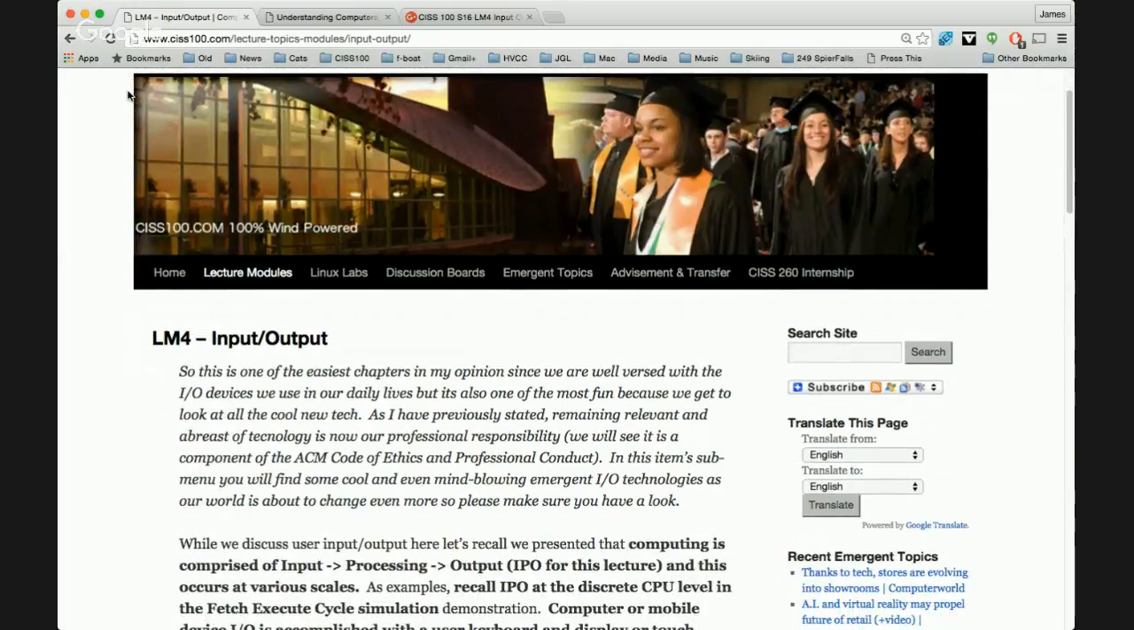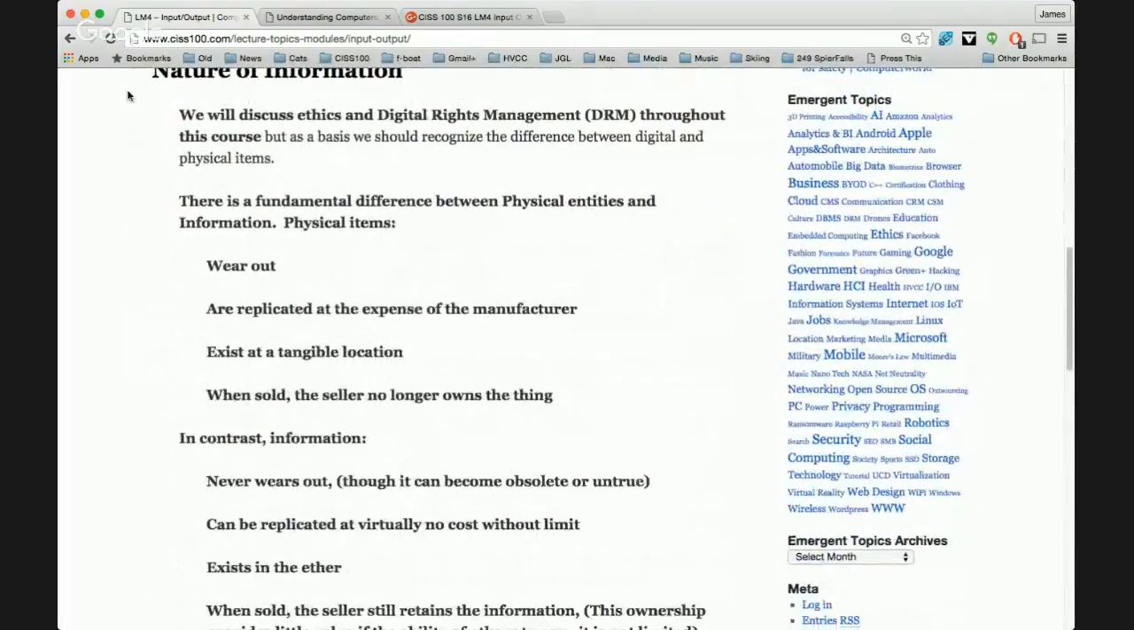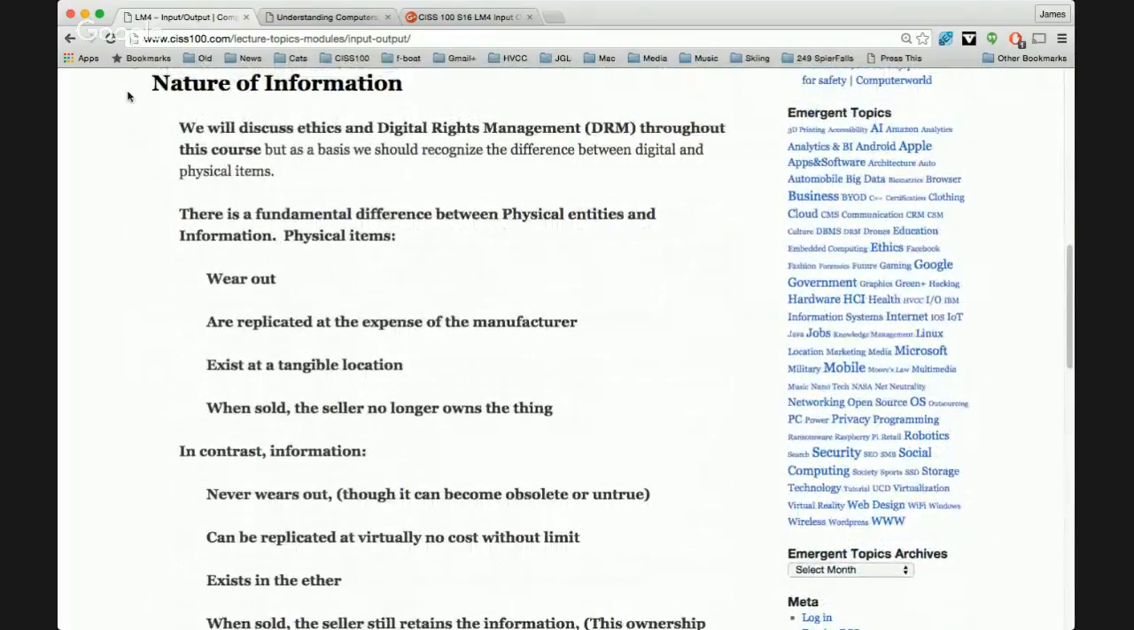So before we begin, something that's not in the textbook, because whenever we talk about input output, and really this would go with file formats as well, we need to start looking at digital rights management, DRM, and ethics as well. There's a fundamental difference between physical things and digital things.